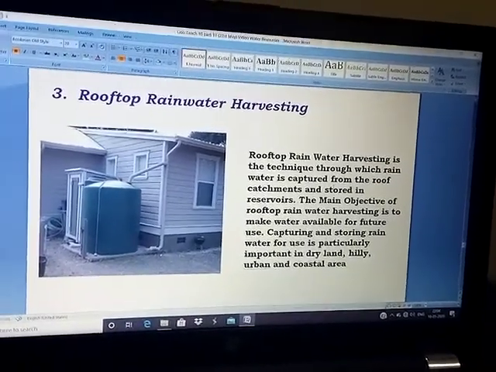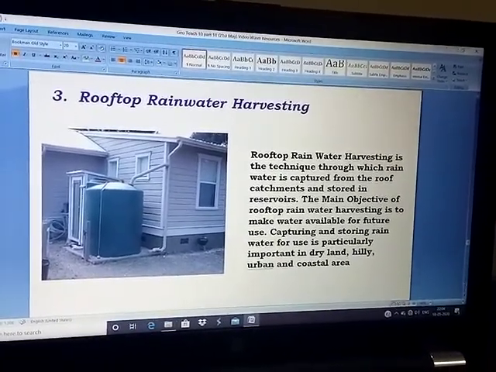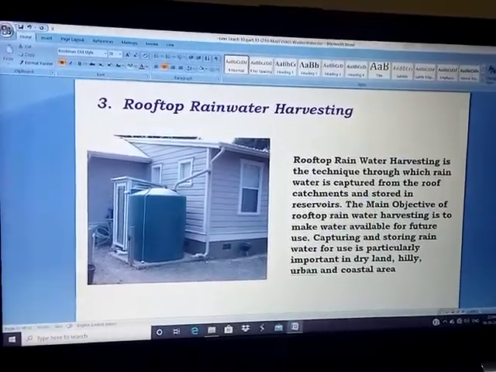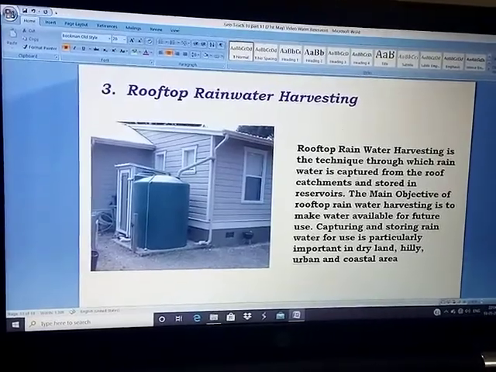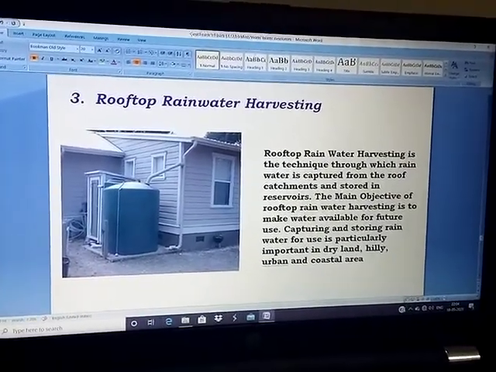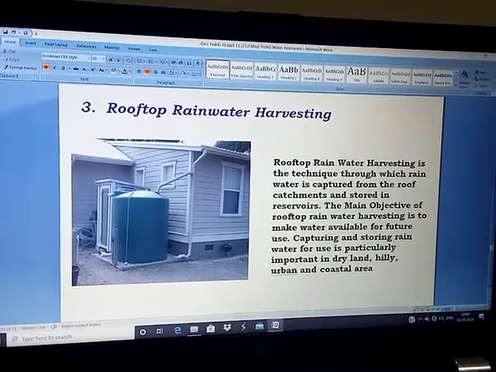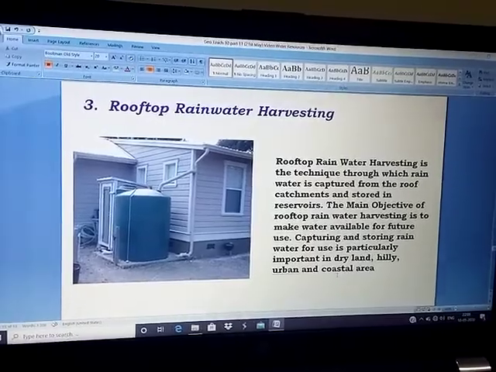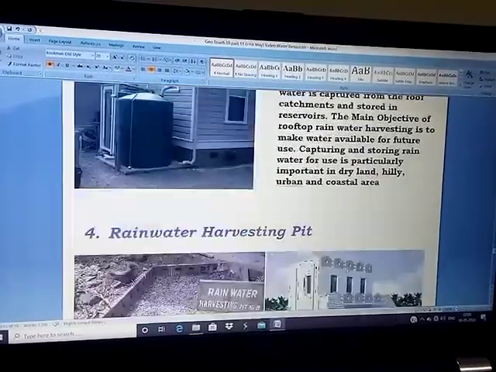through which rainwater is collected from the roof catchments and stored in reservoirs. The main objective of rooftop rainwater harvesting is to make water available for future use. Capturing and storing rainwater for use is particularly important in dry land, hilly, urban, and coastal areas.